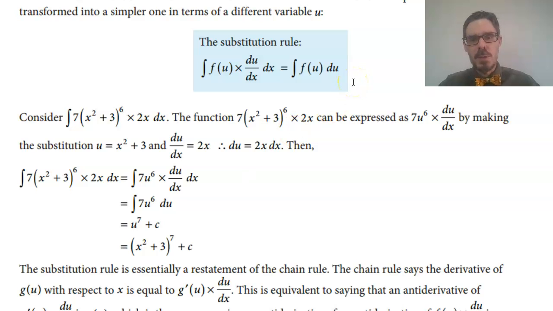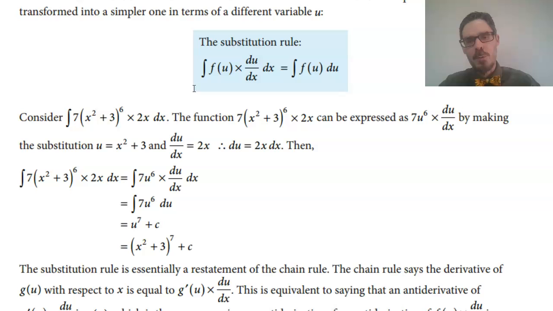The substitution rule is written like this, right? The integral of some function of u times du dx with respect to x is just the integral of f of u with respect to u. You can, if you like, sort of think of this as du dx times dx. You can kind of think you're crossing out the dx. You're not really, but it helps you to figure out what you have to do.